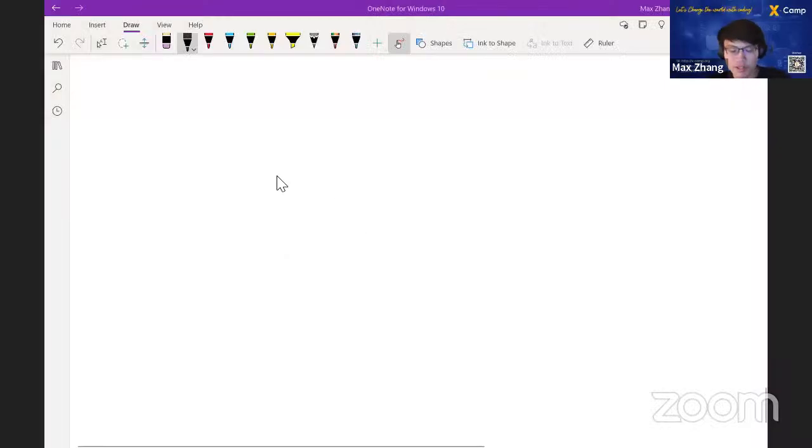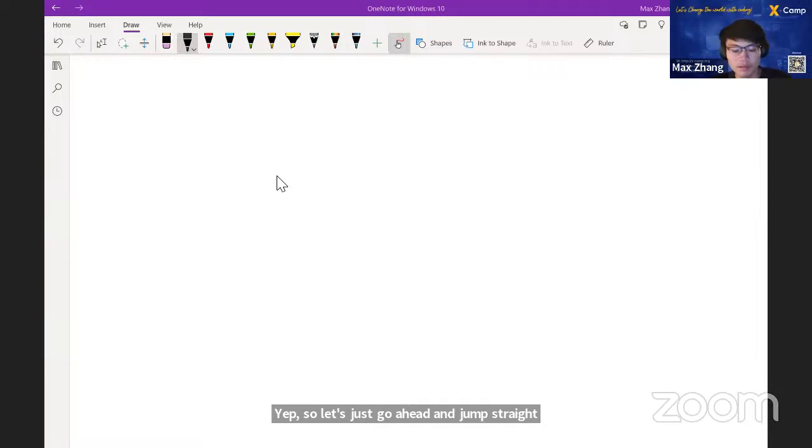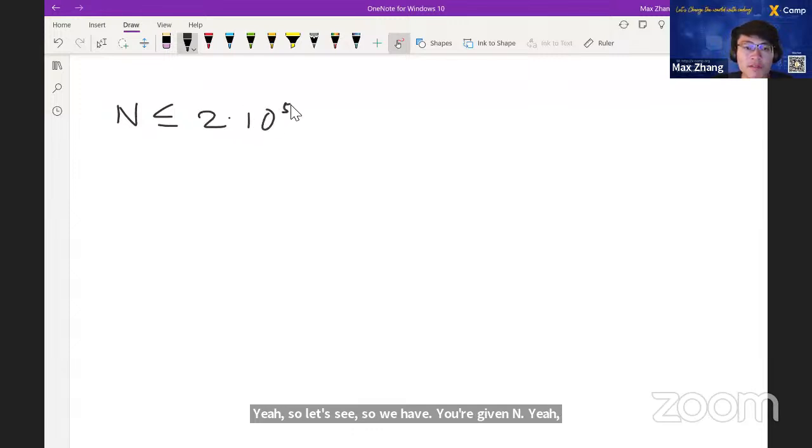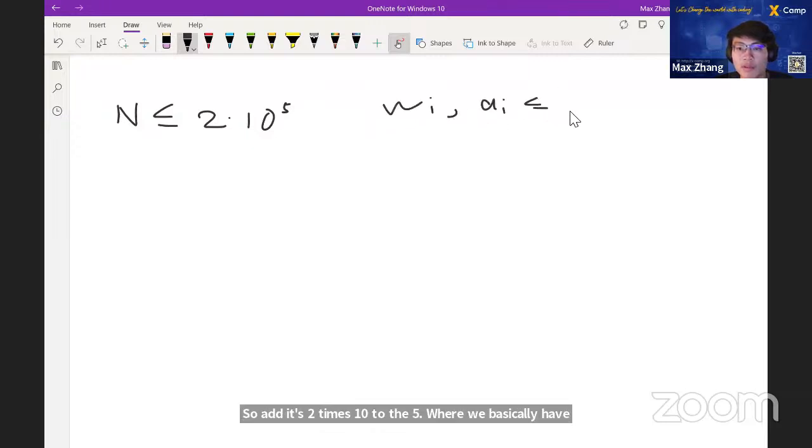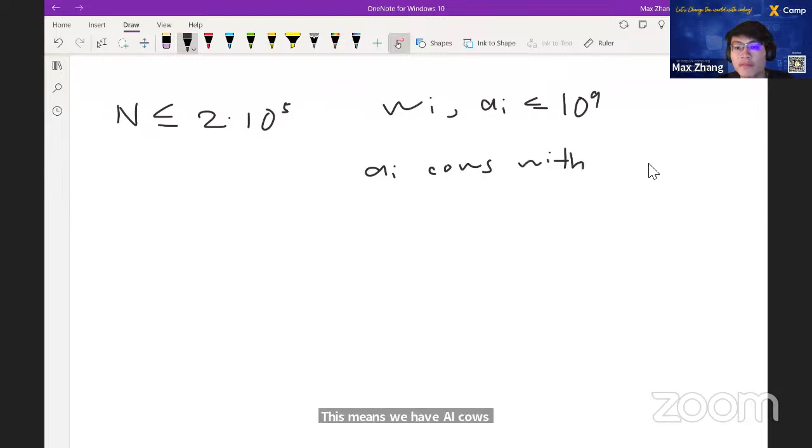So let's just go ahead and jump straight into talking about the problems. I'll do the explanations here on the whiteboard. Starting with the first problem, it was about towers and cows with weights. We are given n distinct weights, where n is up to 2 times 10 to the 5. We're given pairs w_i and a_i, both less than or equal to 10 to the 9, which means we have a_i cows with weights w_i.